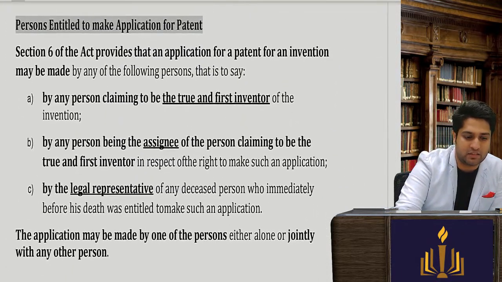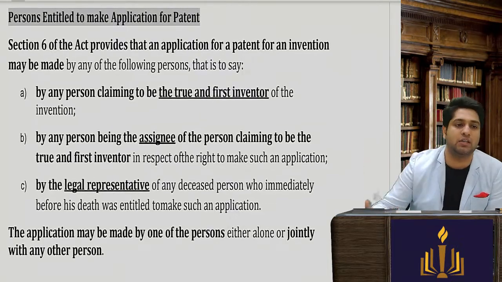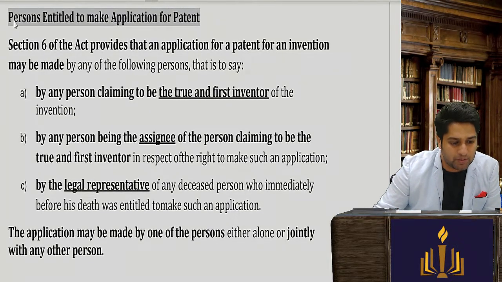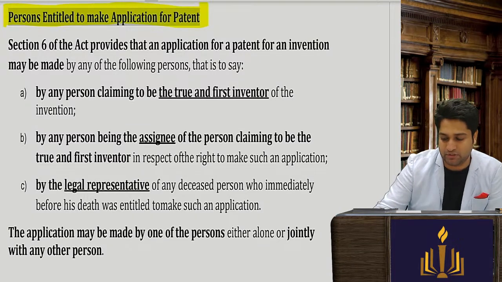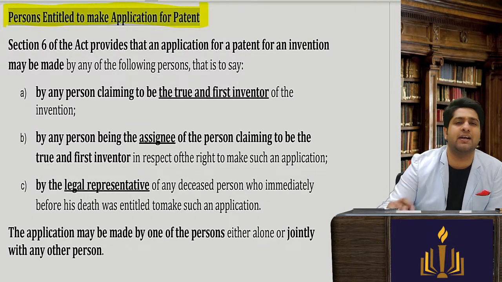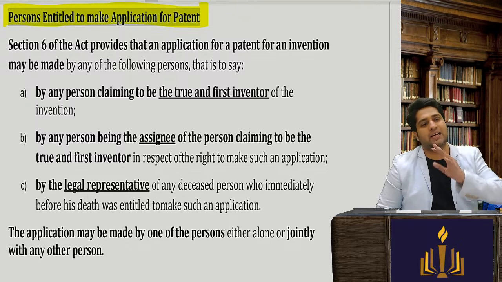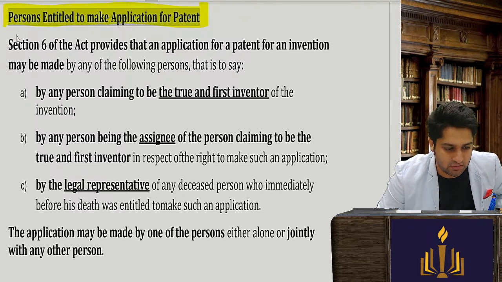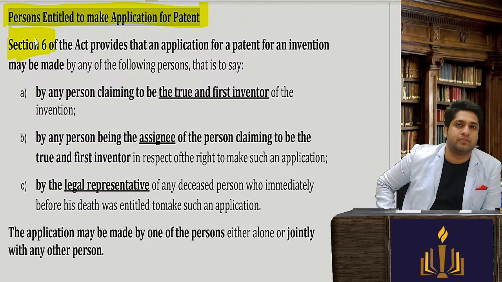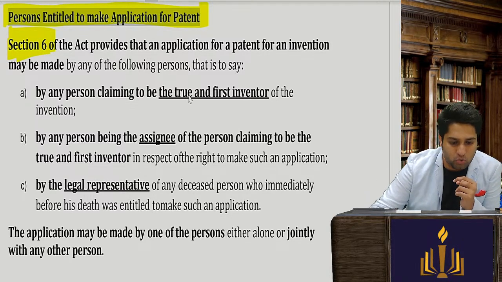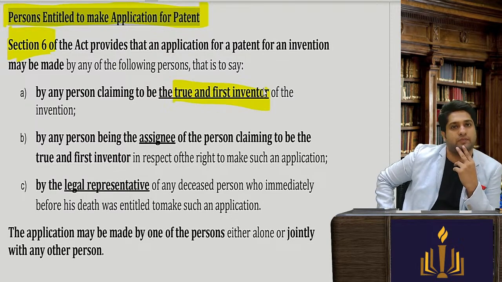Then we are seeing the persons entitled to make an application. Which persons are entitled to make an application for a patent? Think and tell me. Forget about section 6. Don't read it. It's very simple. The owner will come. The owner can be called the true and first inventor of the product.